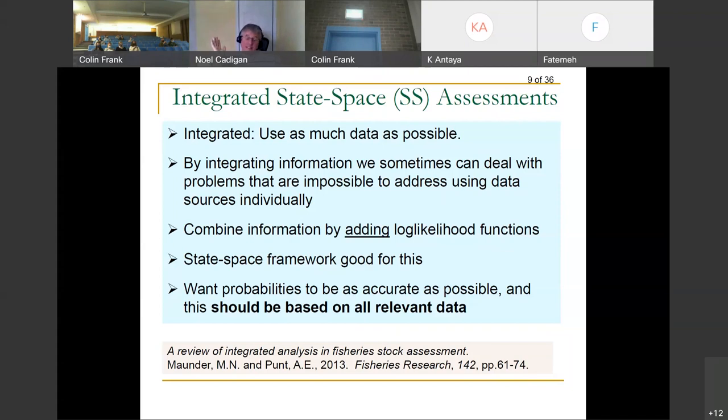And really, it's the same for stock assessment. We should use as much of the relevant productivity information available as possible to get the best possible assessment. I'll give a little reference here in Fisheries Research, 2013. It's getting a bit old now, but it was a review of integrated analysis in fish stock assessment.